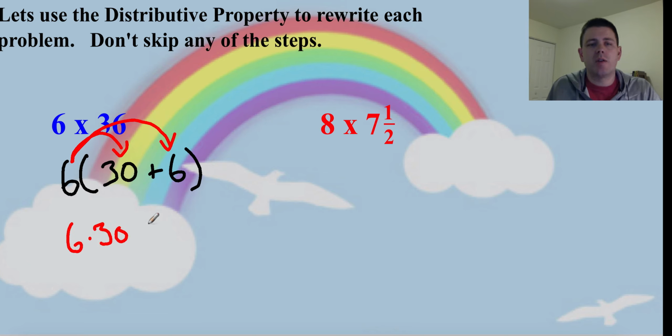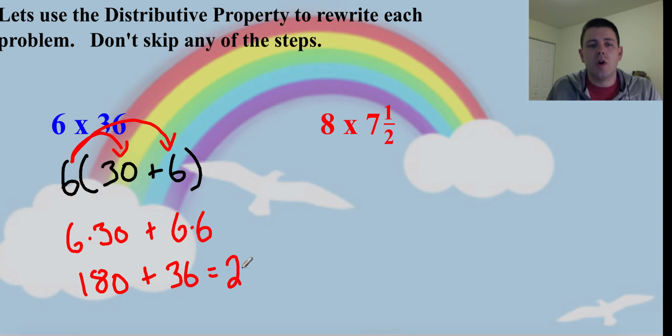As you're practicing it, we need to see you write out each of the steps. So don't just skip ahead and tell me what you get when you multiply. Show me what you were actually multiplying. Once you've shown me that, once you've rewritten it using the distributive property, now we can go ahead and solve it. 6 times 30 is 180. 6 times 6 is 36. These are just 2 regular numbers, so we can add them together. So we get 216 for our answer. So that's how we use the distributive property to rewrite our problem.